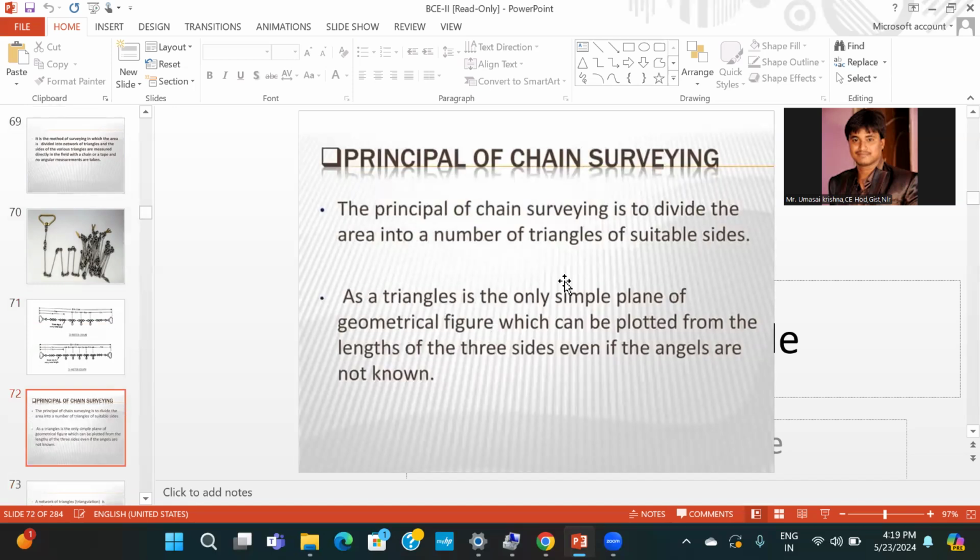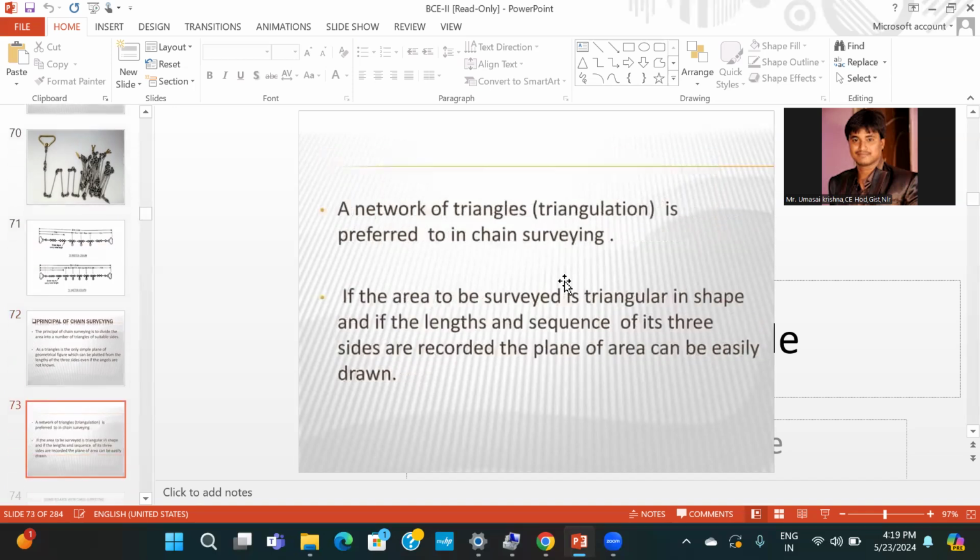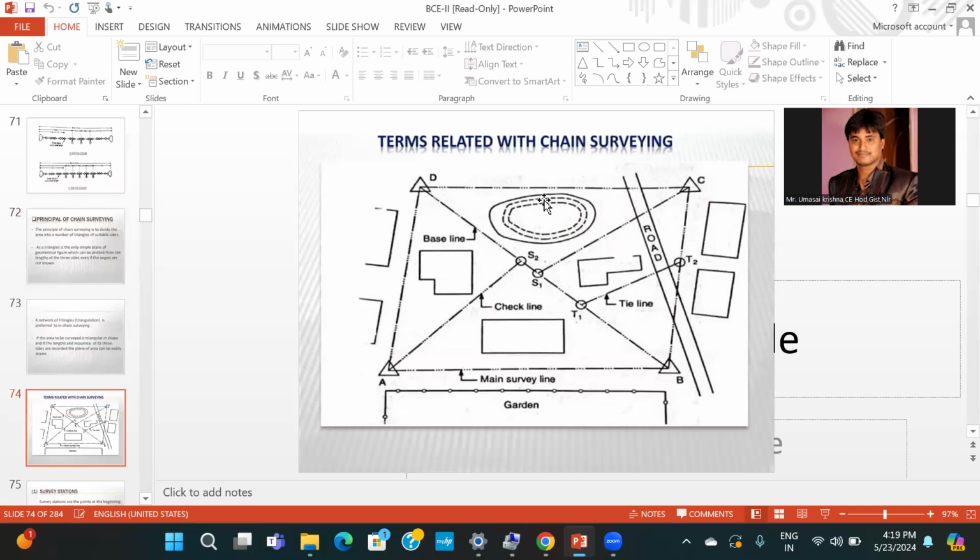The principle of chain surveying is to divide the area into a number of triangles. Here you can see different terms which we use in chain surveying. If we consider A, B, C, D as the boundary points, we can call them the main survey lines. To measure the total area of this plot, we take the longest distance line, which is known as the baseline. As discussed, the principle of chain surveying is to divide the total area into a number of triangles. Here you can see this baseline is dividing the total area into two triangles. So the baseline is the longest distance.